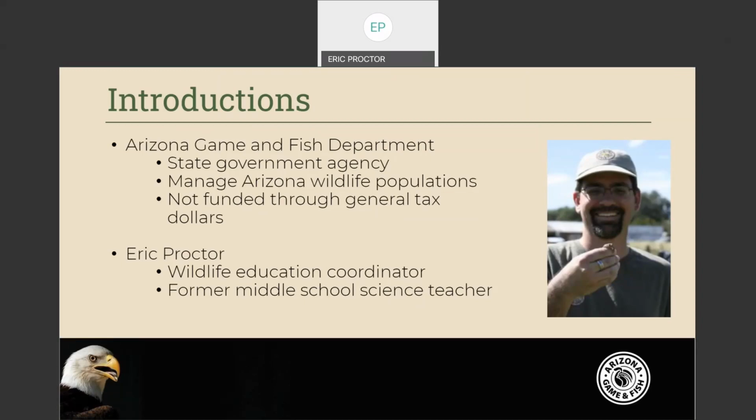We are not your typical government agency in that we are not funded through general tax dollars. So there's nothing from your sales tax, nothing from your income tax that comes to us. Instead, we operate on what we call a user pay model. So it is the users of the resource that are the ones that pay for it. That's where things like hunting and fishing licenses come in. When you buy a hunting or fishing license, that money comes directly back to the department for on-the-ground wildlife management.